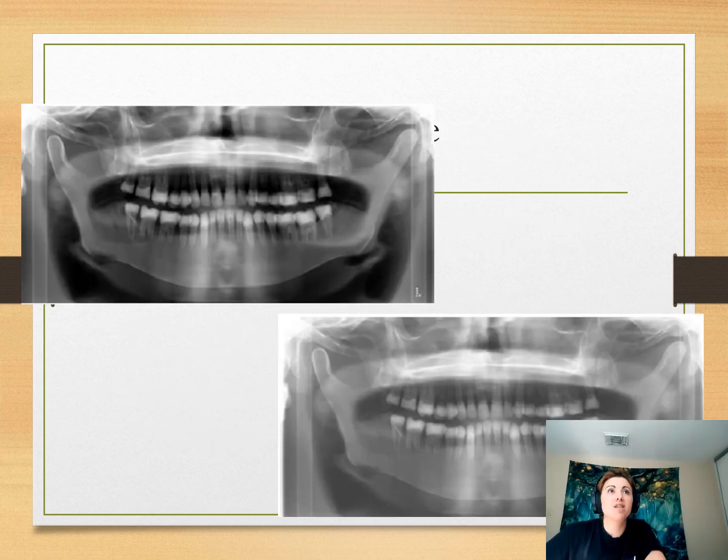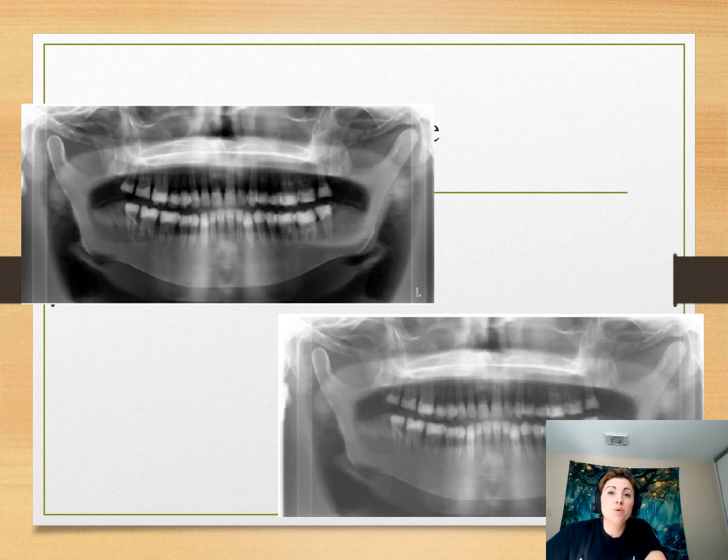All right, here are those two images I was just talking about. The top one here is overexposed, it's too dark. The bottom is underexposed, it is too light. In both of these, we don't have the proper contrast because I cannot see the line, the dentino-enamel junction, between those back teeth. In fact, all of that enamel is just one solid color, right?